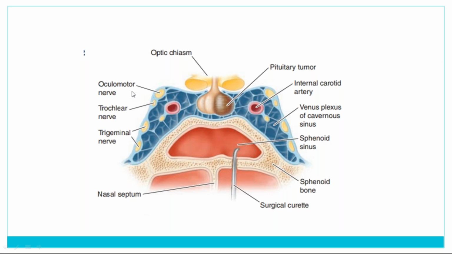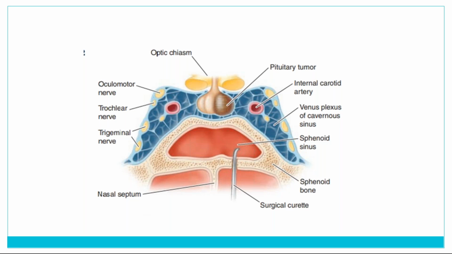Cranial nerves. Here it is there now clearly. Oculomotor nerve will be there, trochlear will be there, and trigeminal V1 and V2 also will be there. So whenever there is a tumor in the pituitary, there will be mass effect on one of these cranial nerves. So there will be cranial nerve palsy. So patient can present with a cranial nerve palsy also.